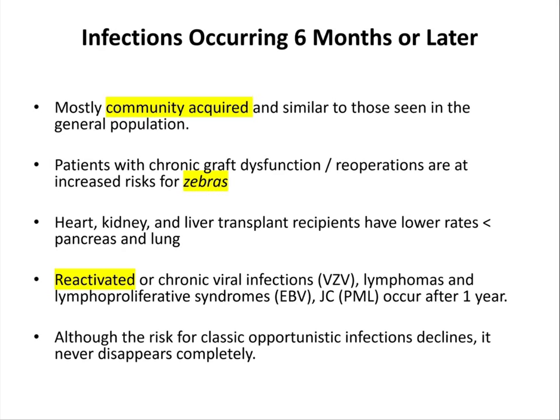If they're doing well, you're looking at your usual community acquired infections. You see people coming with influenza, COVID, just the usual, strep pneumo for lungs. Otherwise, regular bacterial infections, UTIs, Lyme, staph, MRSA. But if they have dysfunction, then you have to be careful with the zebras. It can be literally anything. If they're very immune suppressed and the graft is not functioning well, then you really have to expand your workup and not take things at face value.